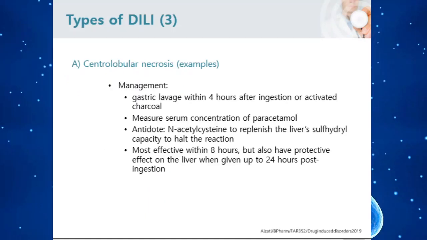So the general management of paracetamol poisoning is gastric lavage if the ingestion occurred within 4 hours, or we can also use activated charcoal. And we need to measure the serum concentration of paracetamol, and we can administer the antidote N-acetylcysteine to replenish the liver cells. This antidote is most effective within 8 hours, but it can also give a protective effect to the liver up to 24 hours after the ingestion.